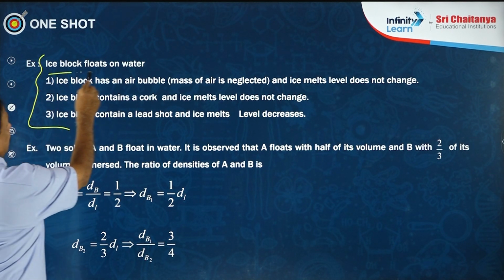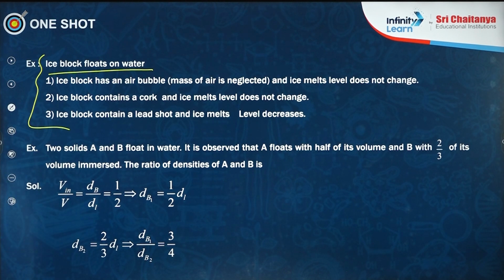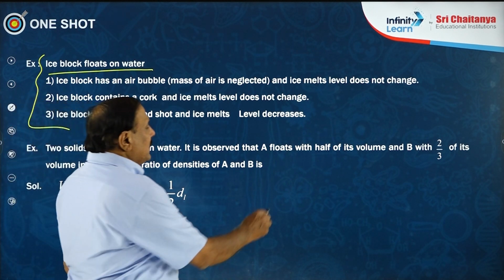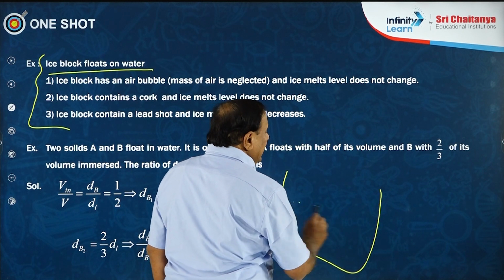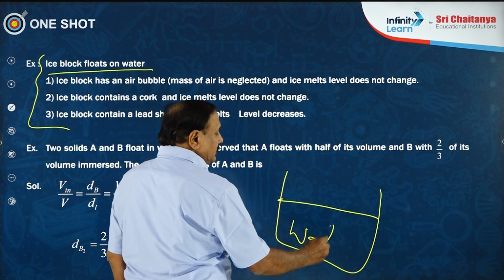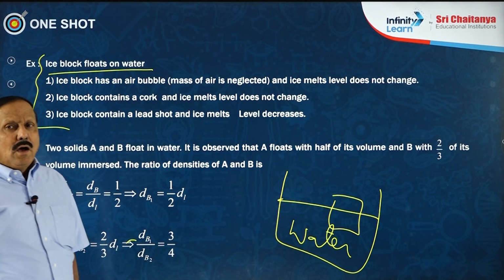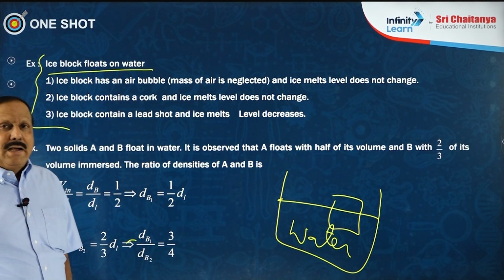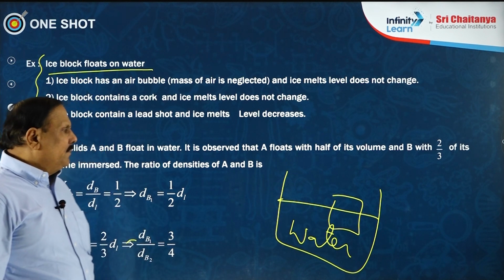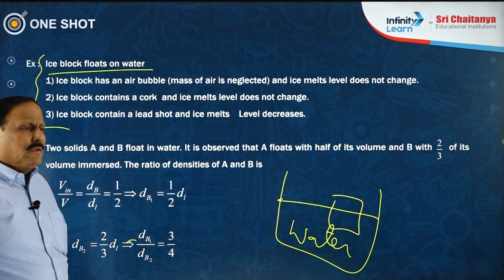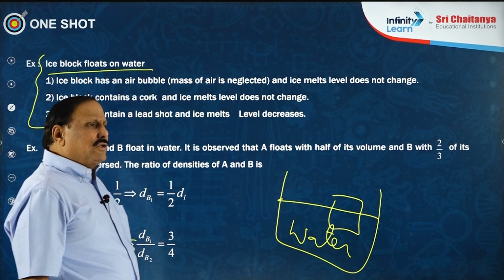When an ice block is floating on water and the ice melts, it is a general conceptual question. For example, there is a beaker containing water. On this there is an ice block. Now the ice block melts. When the ice block melts, what happens to the level of the liquid? The answer is, the level of the liquid does not change.